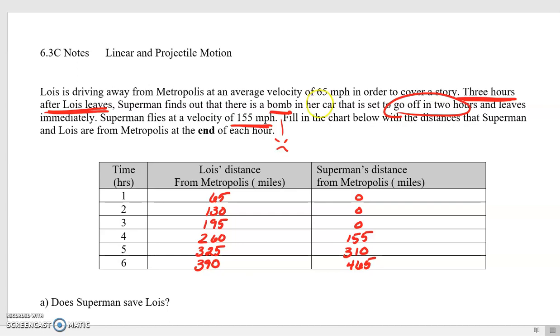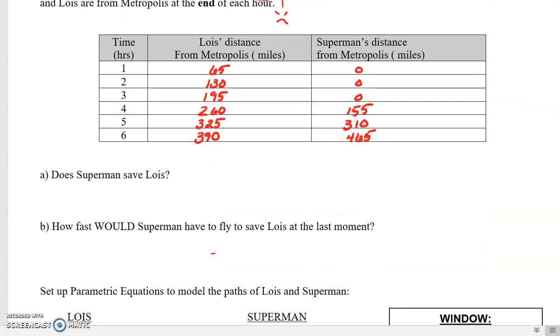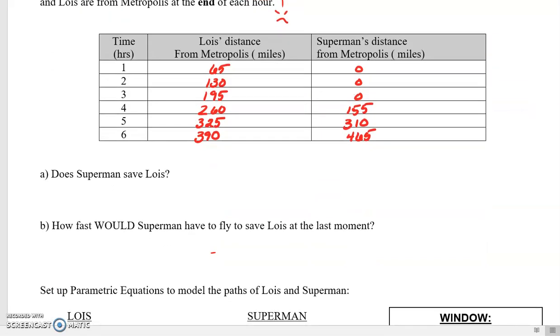Essentially, Lois' average rate of change is 65 miles per hour. Superman's leaving 3 hours after her. He finds out that once he leaves, the bomb's going to go off in 2 hours, and he flies at a velocity of 155 miles per hour. And we want to know if he can save her. And we can see by a table of values that, unfortunately, he is just not going to get there in time. So the answer is no.